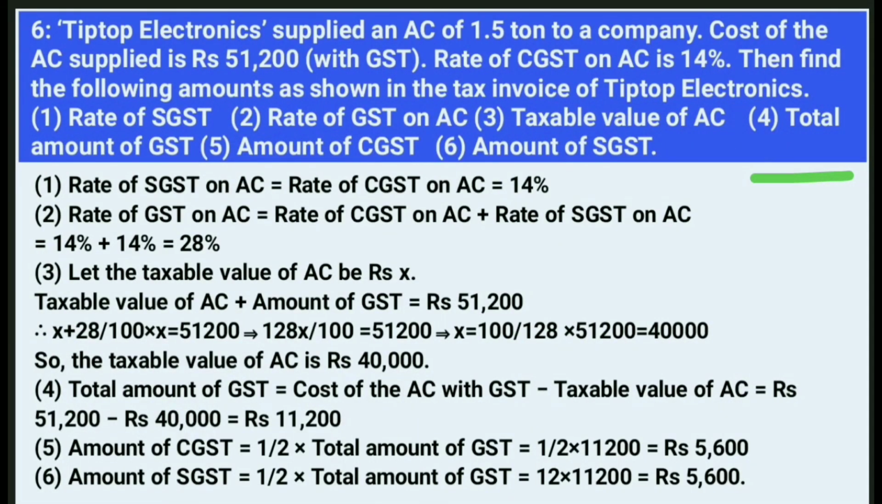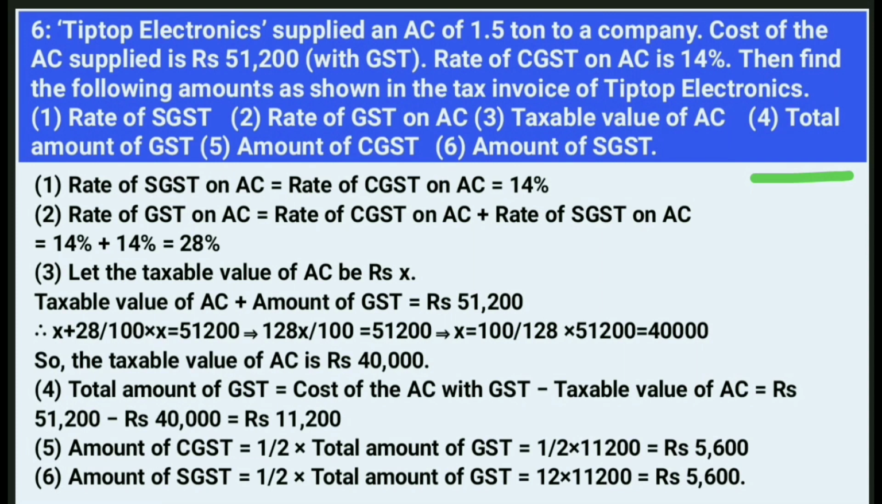Question number 6. Tip Top Electronics supplied an AC of 1.5 ton to a company. Cost of the AC supplied is rupees 51200 with GST. Rate of CGST on AC is 14%. Then find the following amounts as shown in the tax invoice of Tip Top Electronics.